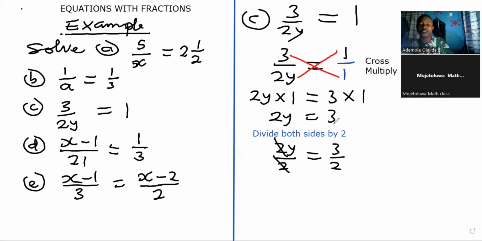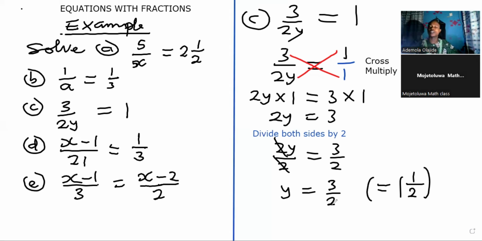So this 2 will cancel this 2. So you now have y equals 3 over 2. That's your answer. The equivalent of this is when you convert it into a mixed fraction, just like we have here in example A. So if you want to convert this to a mixed fraction, you say 2 goes into 3 how many times? It can go 1 time. You still have 1 left, the remainder 1. That remainder, you write it over the original denominator, which is 2. So, 1 whole number and 1/2.